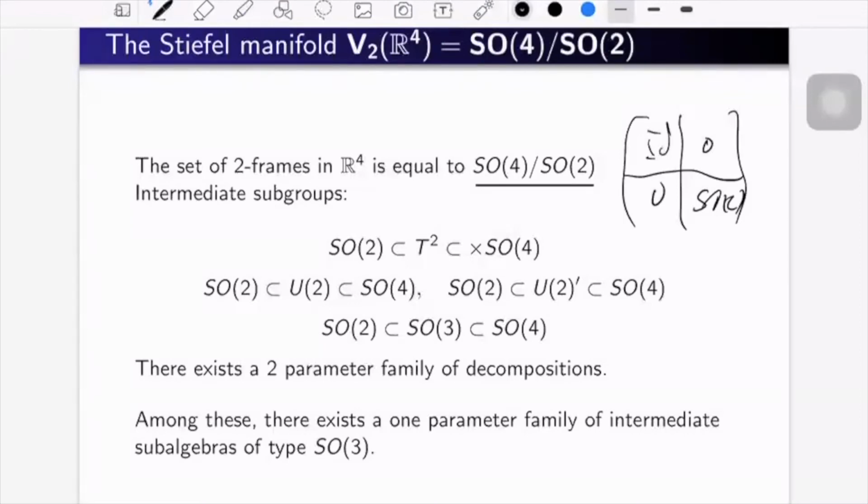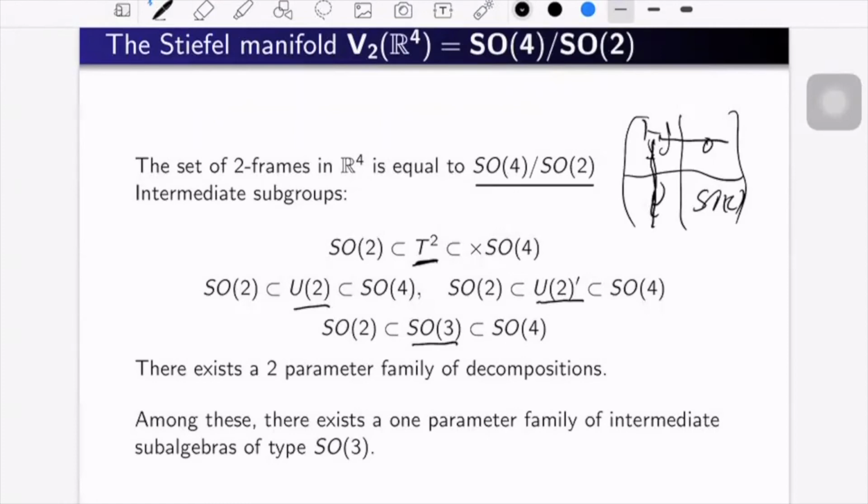That's my embedding. Intermediate subgroups: I now have 4 intermediate subgroups. The maximum torus between SO2 and SO4 is certainly one of the intermediate subgroups. I also have a U2 in between SO2 and SO4, in fact 2 different U2s depending on which complex structure I choose. They're conjugate by an outer automorphism, but not quite conjugate. And then there's another one, an SO3, the SO3 that has a block embedding like this. That's my SO3 that sits in between.